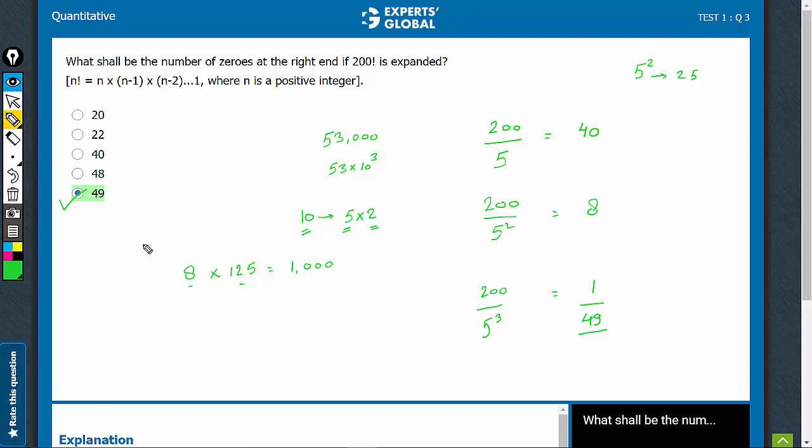This is a frequently tested concept on the GMAT. In case you are not clear about this, please watch our videos on this concept.